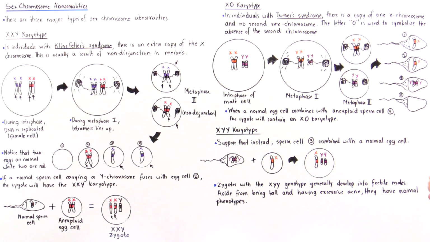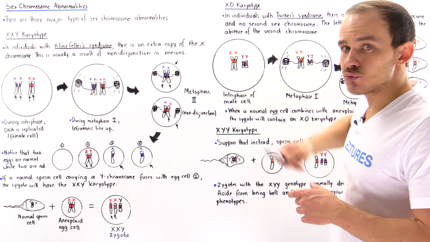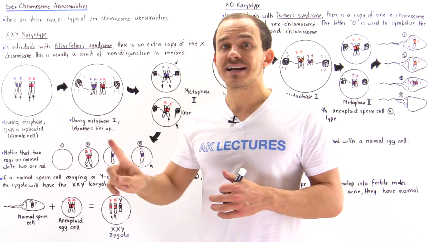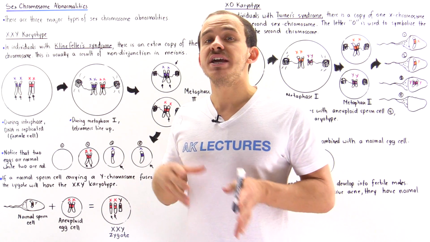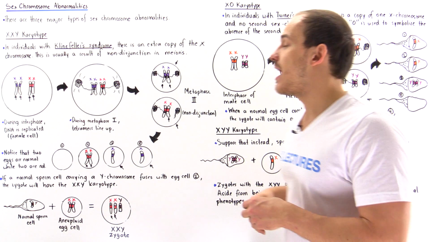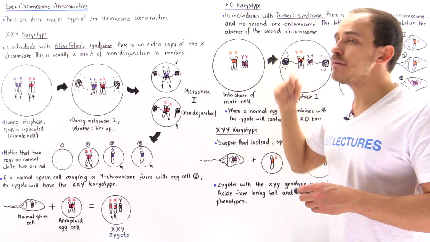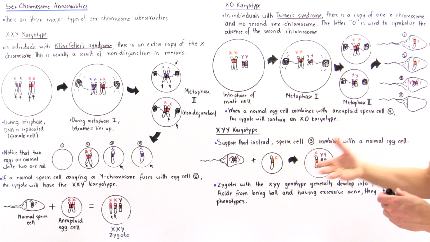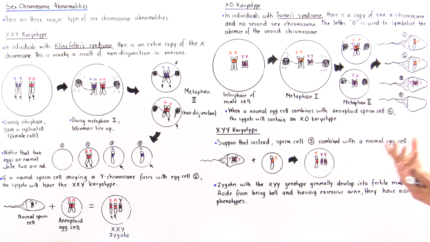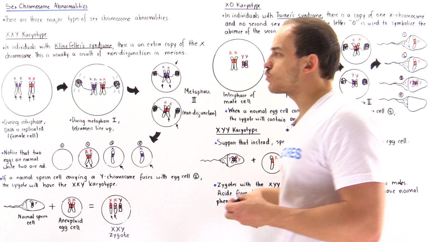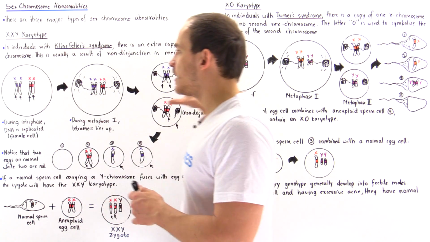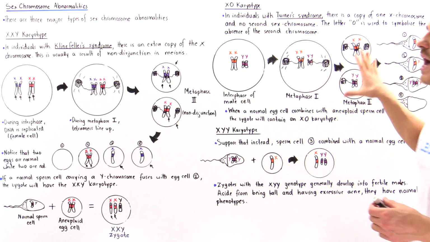Now, in individuals with Turner syndrome, they have one X sex chromosome and they lack the second sex chromosome. And the reason we use the O symbol is to basically represent the fact that we have an absence of the second sex chromosome. So let's see how this can actually arise. Once again, this can arise as a result of non-disjunction.